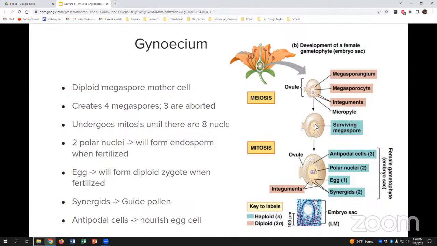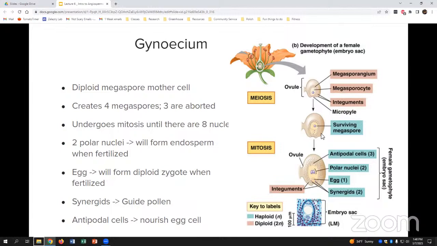Weird thing that happens is that while we create 4 megaspores through meiosis, we divide 1 cell twice to get 4 cells. 3 of them are going to get aborted, and we're just going to have 1 surviving megaspore. That surviving megaspore is going to undergo mitosis until there are 8 cells. So those 8 cells are going to be considered 8 nuclei. They are then going to become different structures within our eventual fruit.